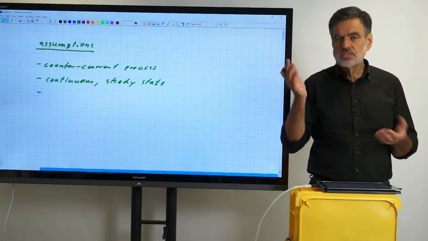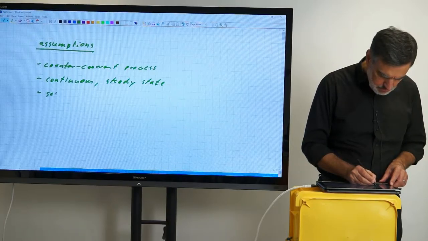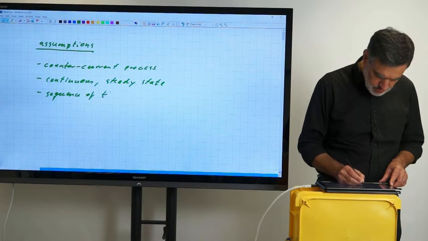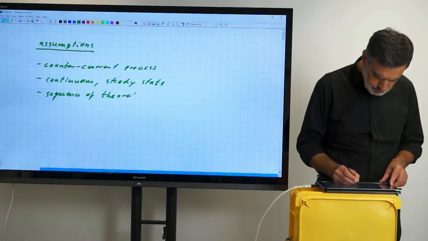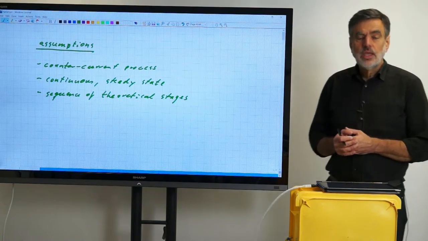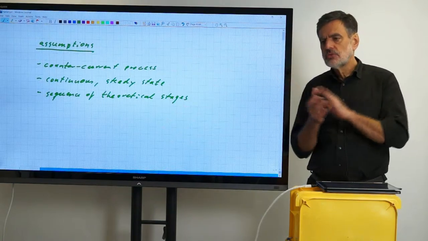And as always, at least in this introductory lecture, we will deal with a continuous process in steady state conditions. So we have a continuous process, and that is in steady state. We apparently need that steady state assumption for applying the appropriate balances later on.